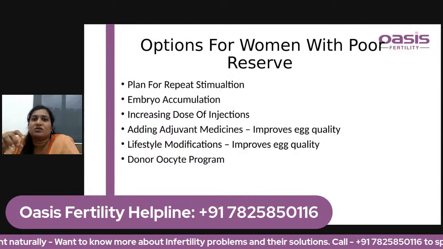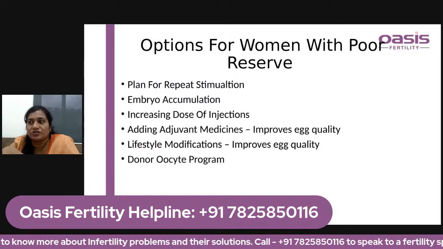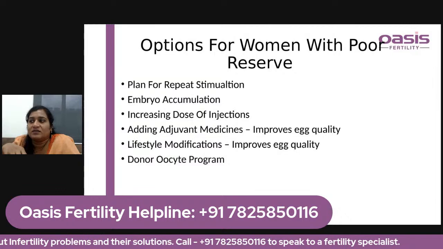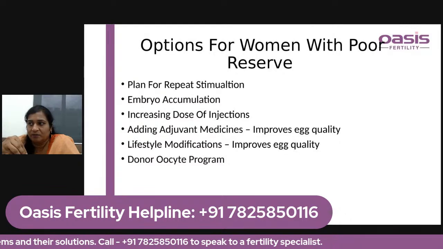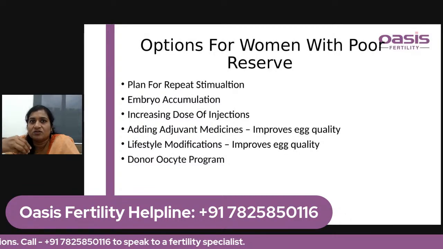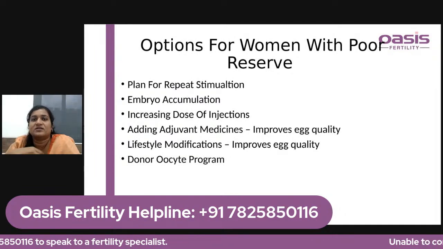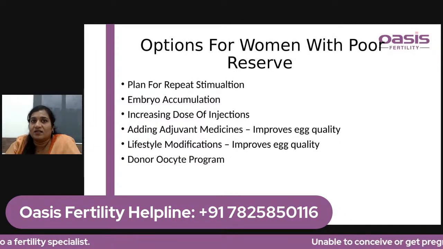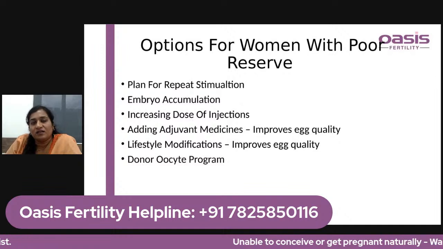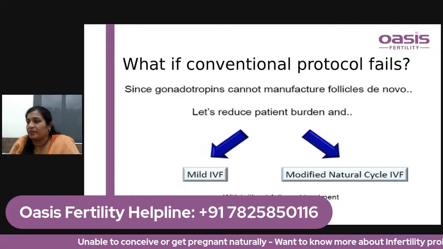Next, we try to alter the dosage of injections. We try adding adjuvant medicines to improve the egg quality. We request her to alter her lifestyle, like stopping smoking and eating healthy food. We'll come to that again. And if this is all not working, there is always a donor oocyte program.